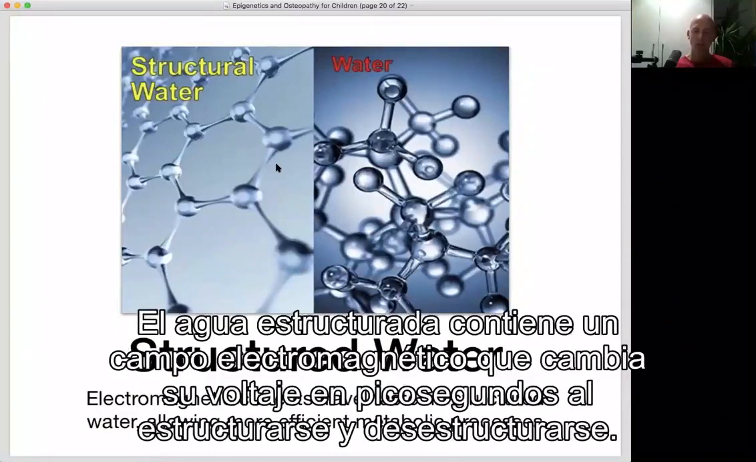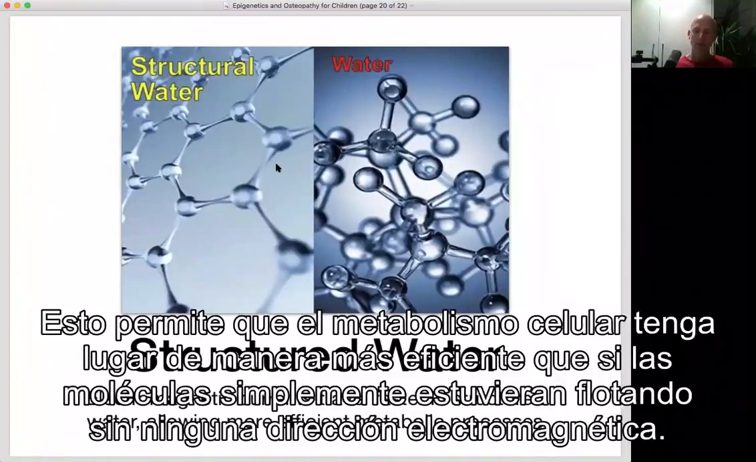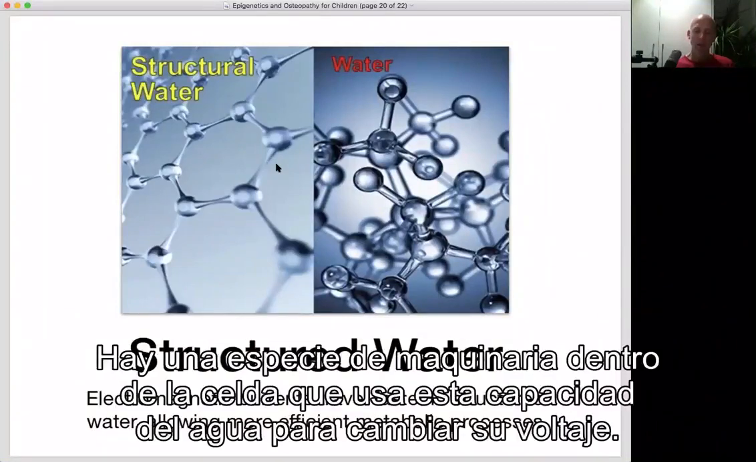Structured water holds an electromagnetic field, which changes its voltage in picoseconds by structuring and destructuring. This allows cellular metabolism to take place more efficiently than if molecules were just floating around without any electromagnetic direction. There's a kind of machinery inside the cell that uses this ability of water to change its voltage.